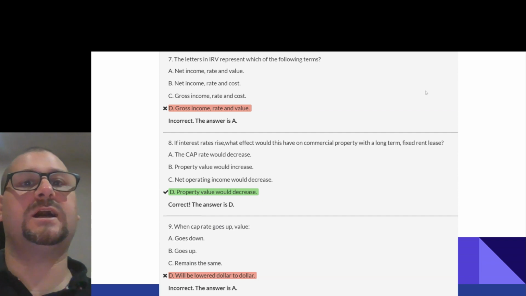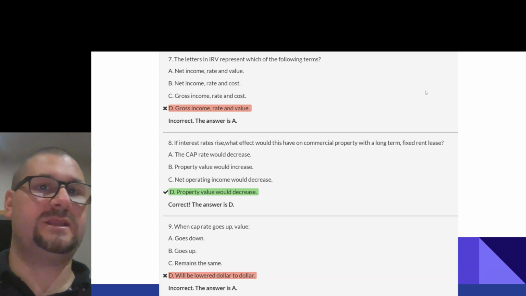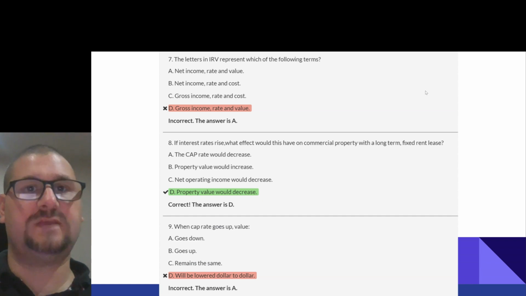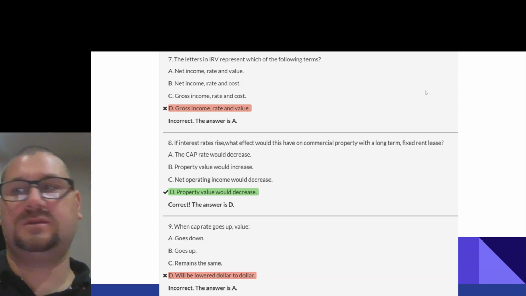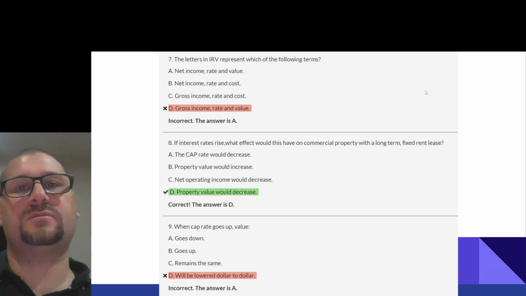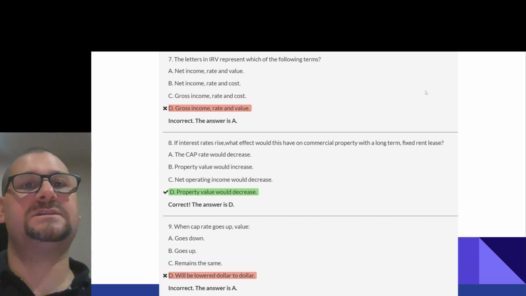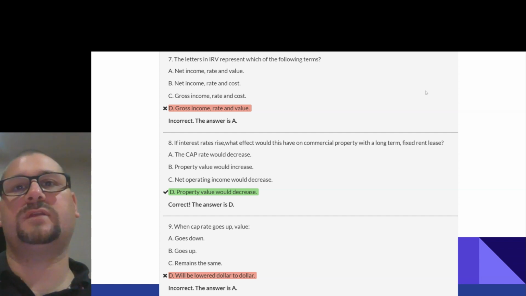The letters in IRV represent which of the following terms? Alpha, net income, rate, and value. So IRV is net income, rate, and value. And we always talk about net, not gross. We want the net income, rate, and value. Is it net income, rate, and cost? No. Gross income, rate, and cost? No. Gross income, rate, and value? No.